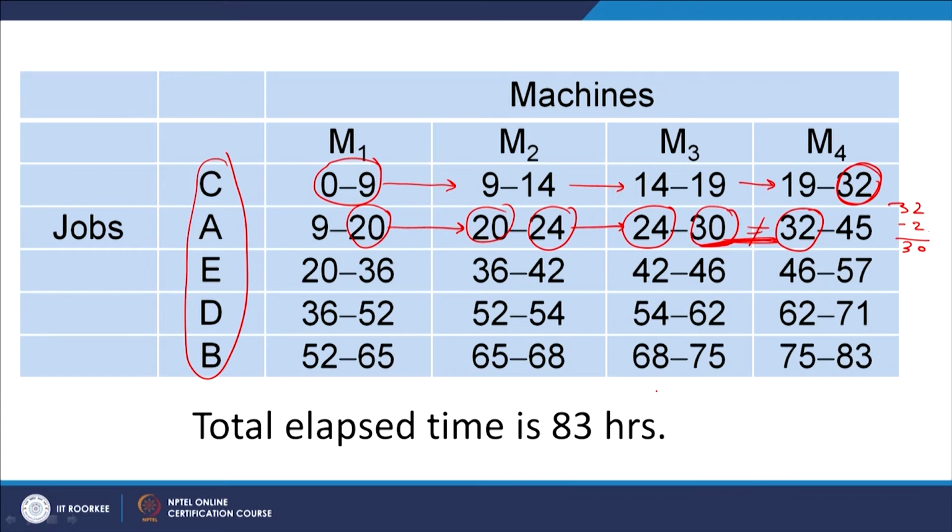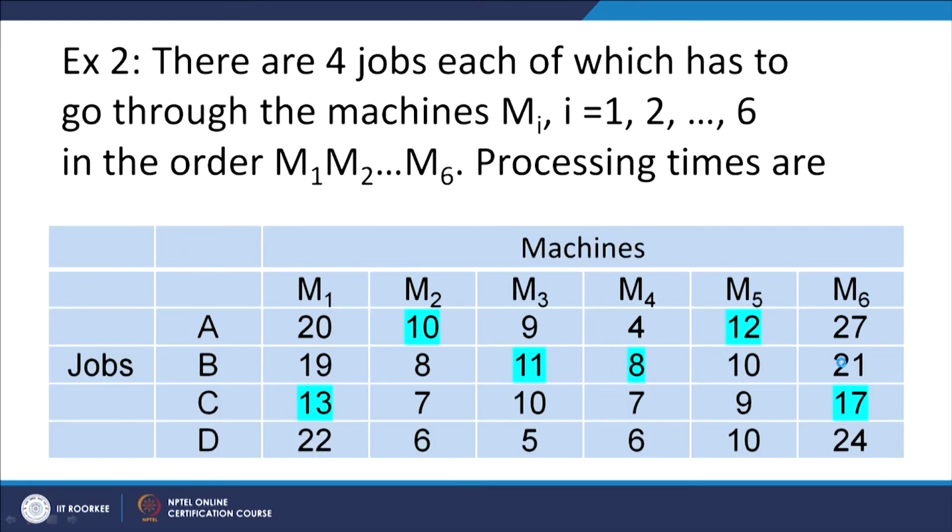And as before we have learnt, we can calculate the elapsed time as 83, because this is the total time required when all the jobs are completed on all the machines. Now, let us look at another example.